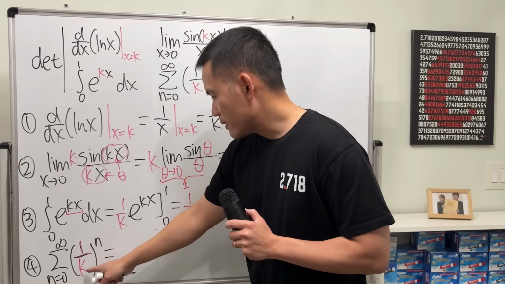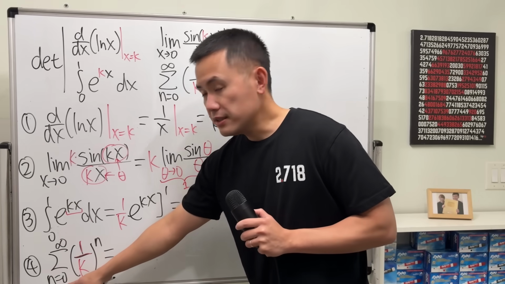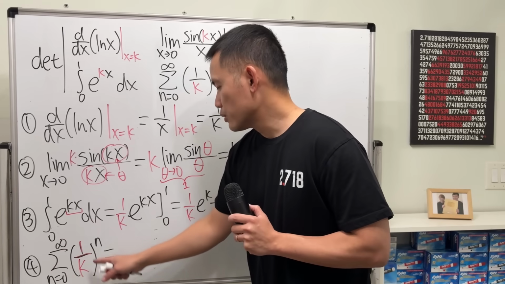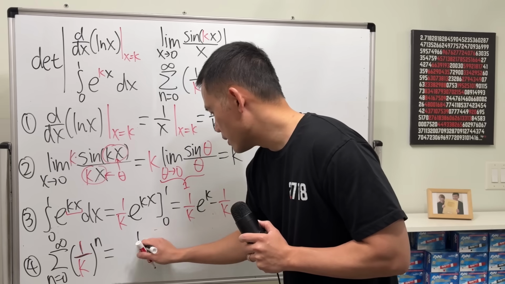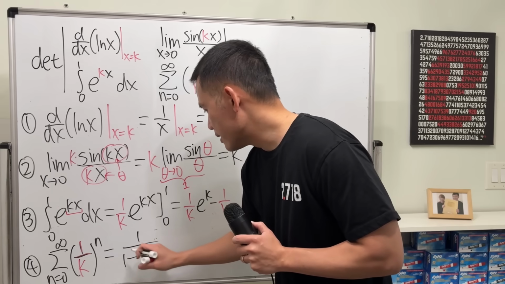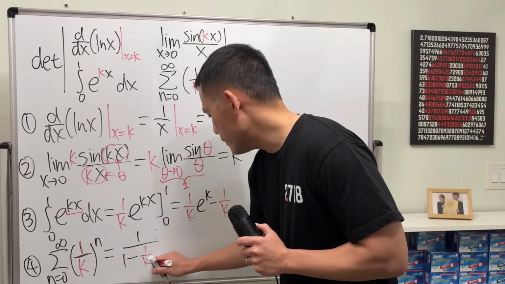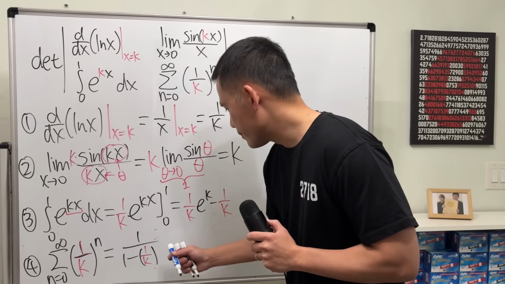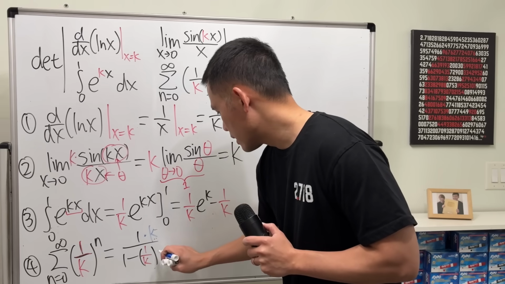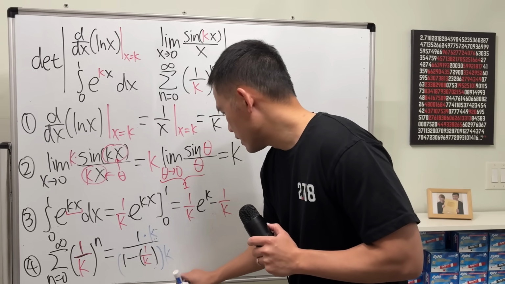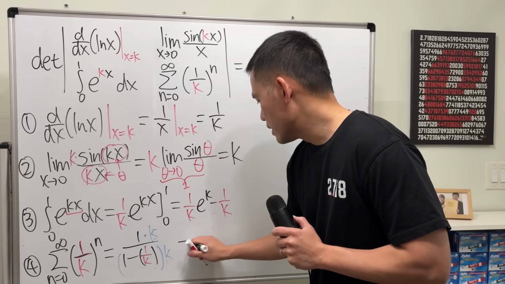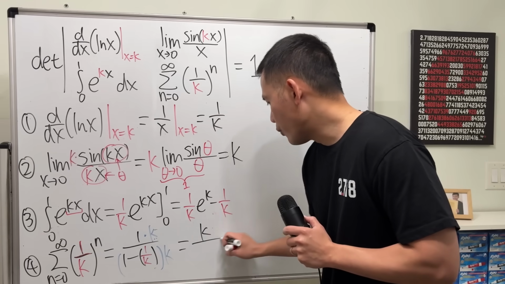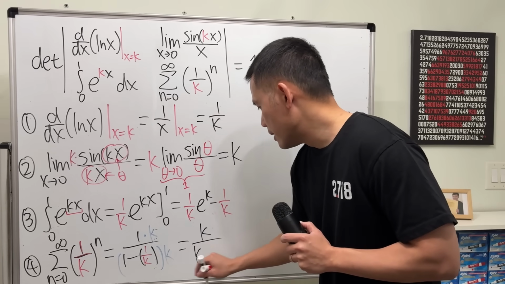But anyways, if you work that out, because I started at n is equal to 0, the first term is 1, and then we do 1 minus the common ratio, which is 1 over k, and then we can multiply the top and bottom by k. So we can see this is just k on the top over k minus 1.